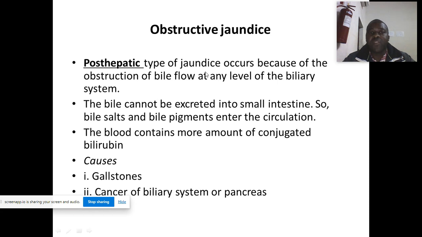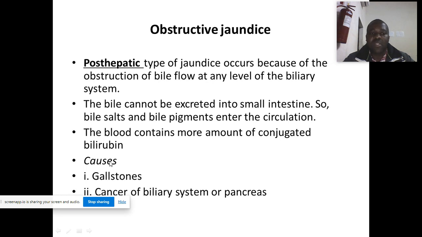This type of jaundice occurs because of the obstruction of bile flow at any level of the biliary system. The bile cannot be excreted into the small intestine, so bile salts and bile pigments will enter the circulation. The blood contains more conjugated bilirubin. So this is called hyperbilirubinemia, an excessive amount of bilirubin in the bloodstream, greater than 2 milligrams per deciliter.